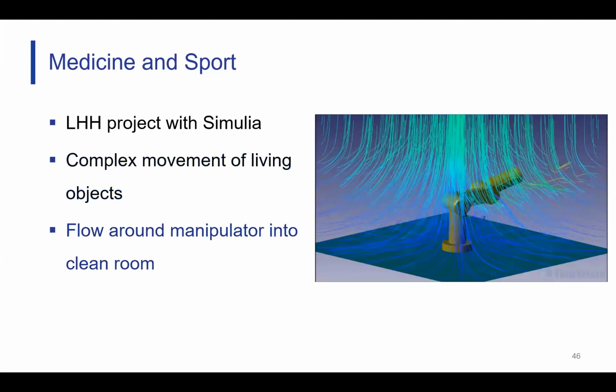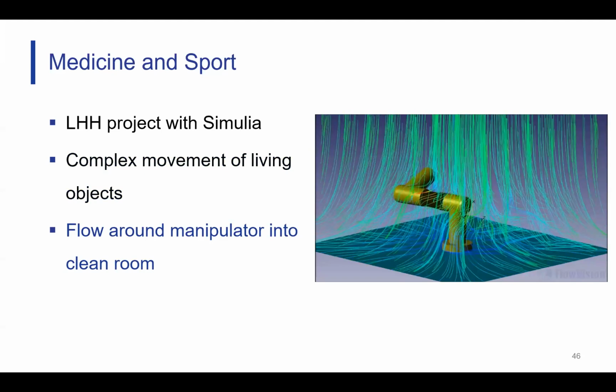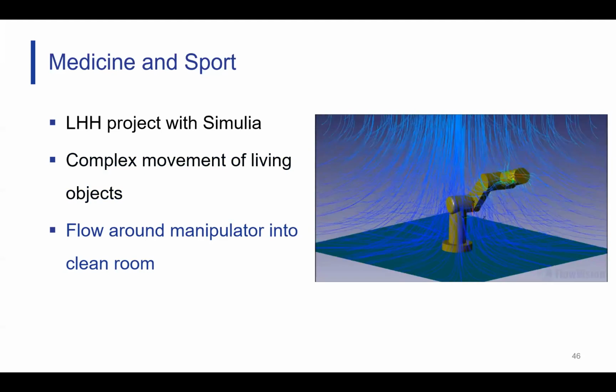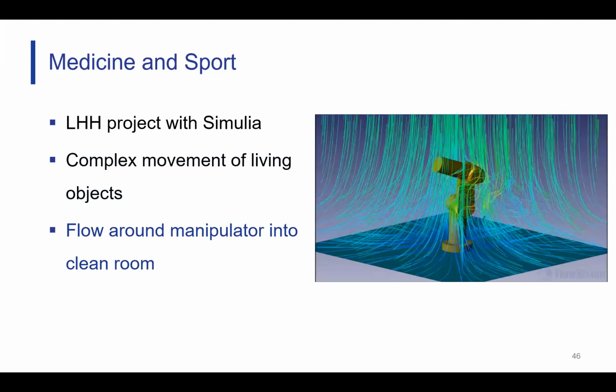And yeah, flow around a manipulator, standard flow around an object, but again, demonstrating that this object is capable of complicated movement. We can visualize the flow vectors. This is in all 6 degrees of freedom.